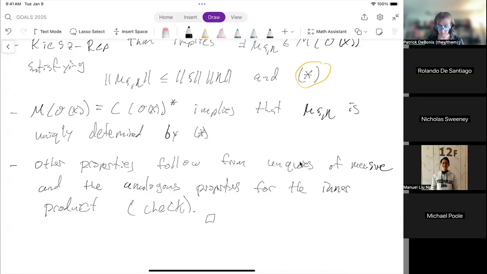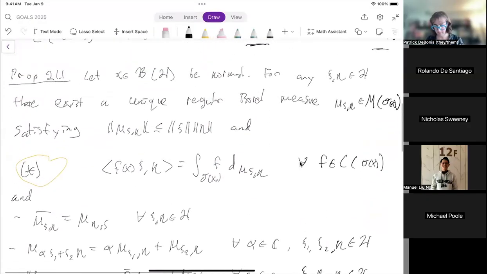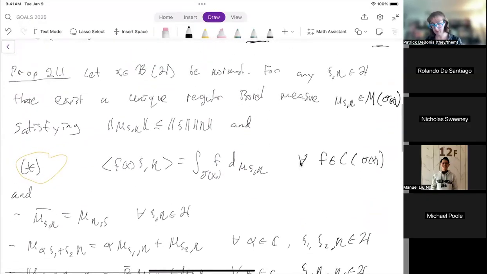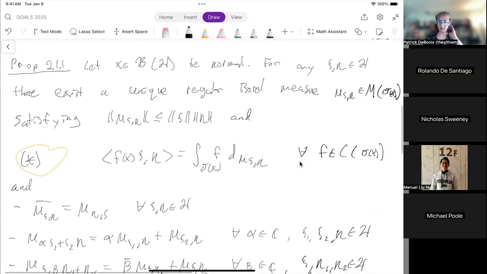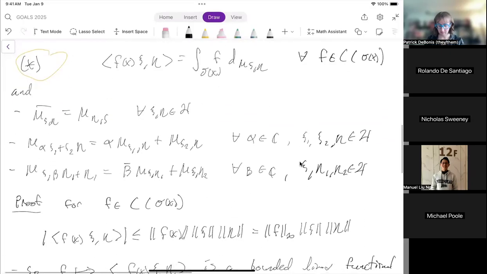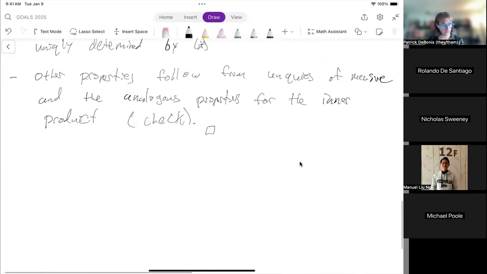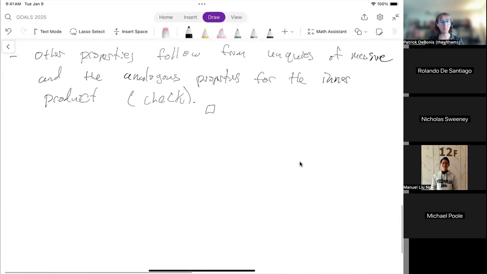And so basically, what we have from this proposition is that Riesz representation tells us that for the continuous functions, we always have these Borel measures for any two vectors, such that integrating a continuous function against that measure is the same as the inner product of the operator f of x against those vectors. So far I'm only talking about continuous functions, so we're going to need to extend this to Borel.